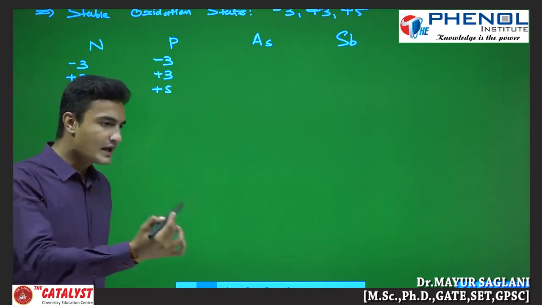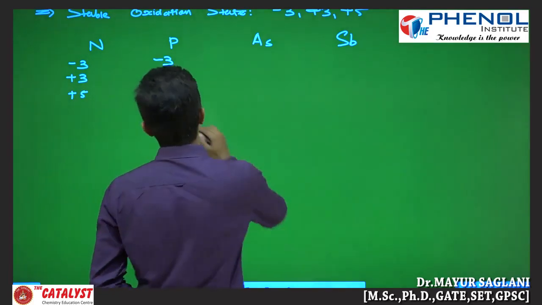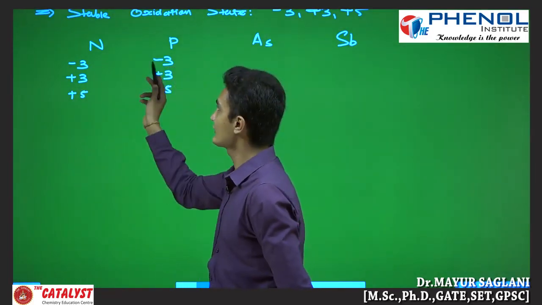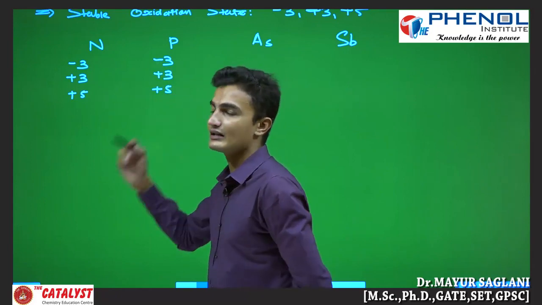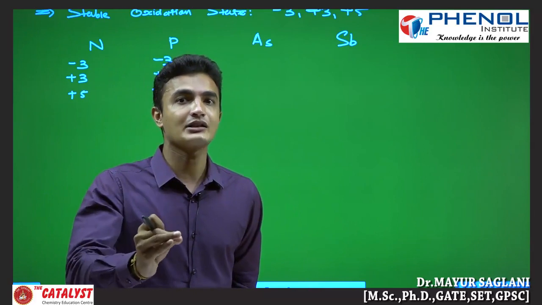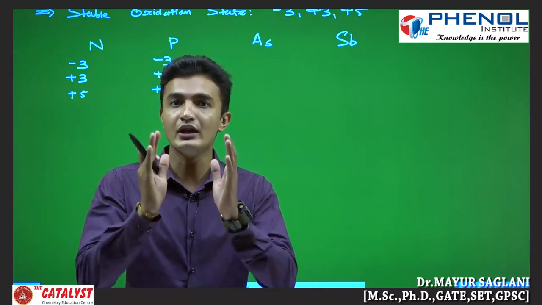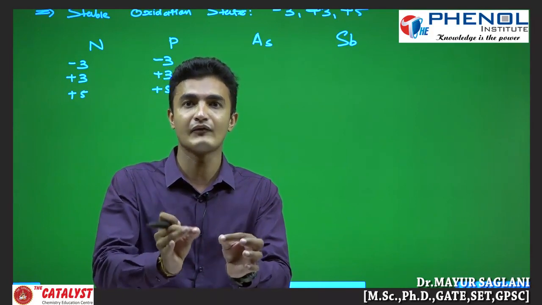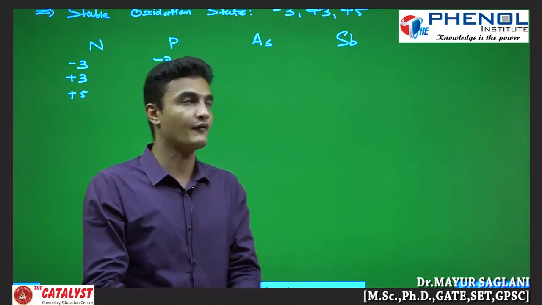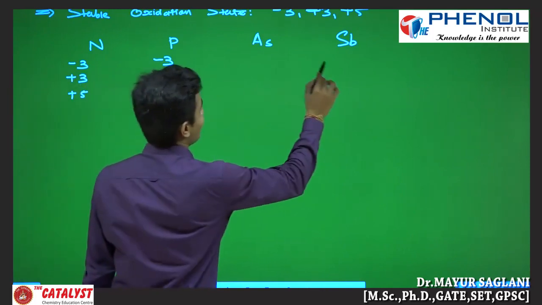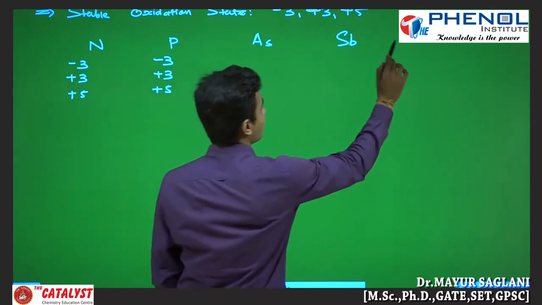As you move down the group, the stability of the -3 oxidation state decreases. Why? Because negative oxidation states are stable for non-metals and positive oxidation states are stable for metals. Is it or not? Fine. Here nitrogen and phosphorus are non-metals, but arsenic and antimony are metalloids and bismuth is a metal.